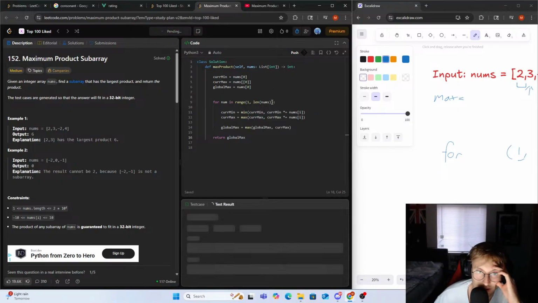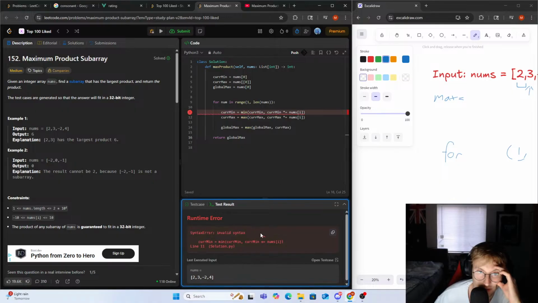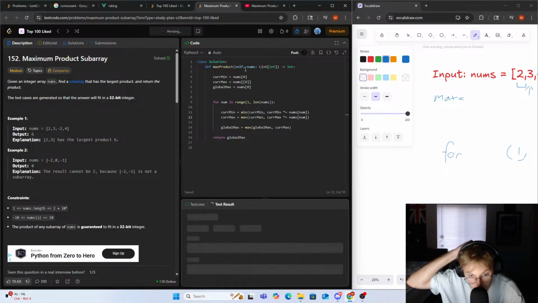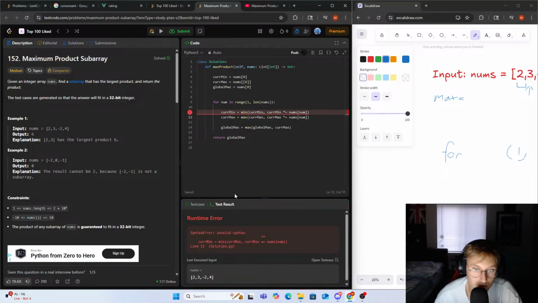Is that really it? There's no way, right? Valid syntax. This doesn't have to be nums. Whoops. Why are we getting that? Nope. What are we getting here? Invalid syntax still.